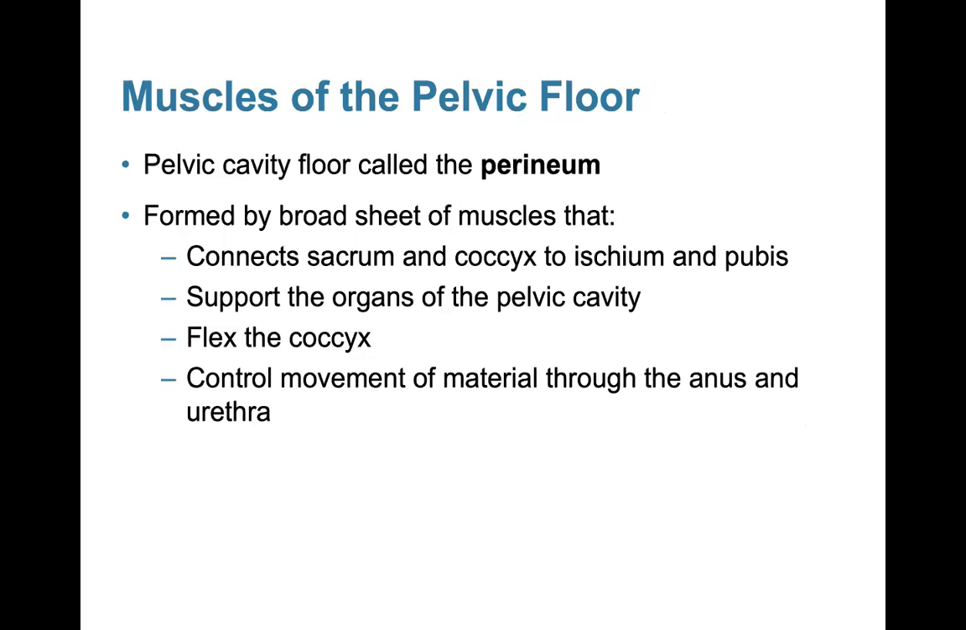And the final quadrant of this recording is going to be the muscles of the pelvic floor. The pelvic cavity floor is called the perineum. It's formed by a broad sheet of muscles that will connect the sacrum and the coccyx to the ischium and pubis. It helps to support the organs of the pelvic cavity. It will flex the coccyx and control movement of the material through the anal and urethral openings.